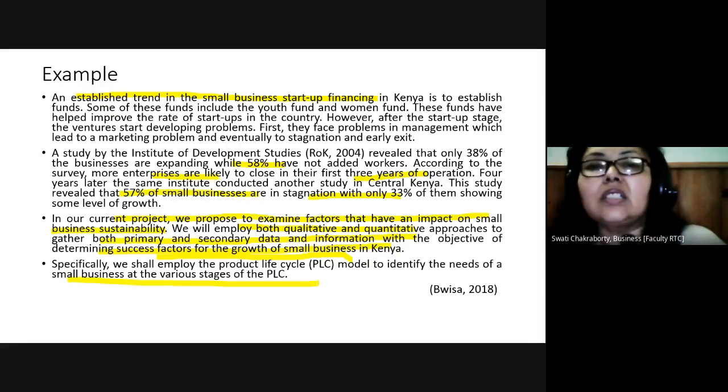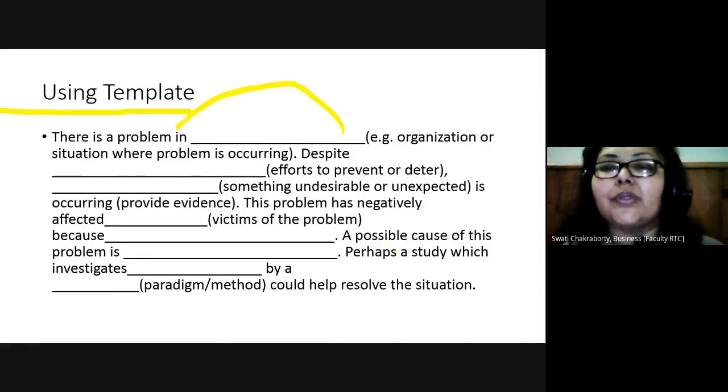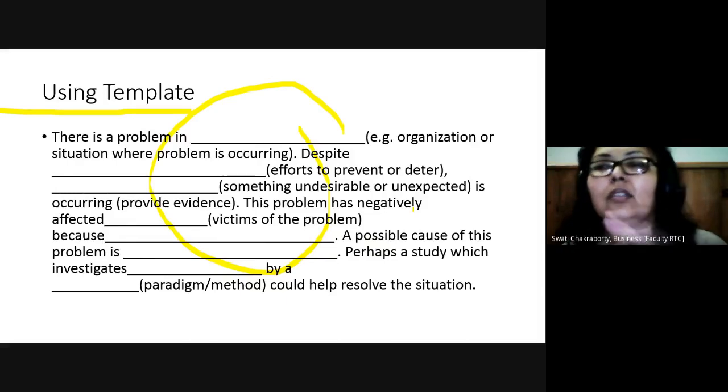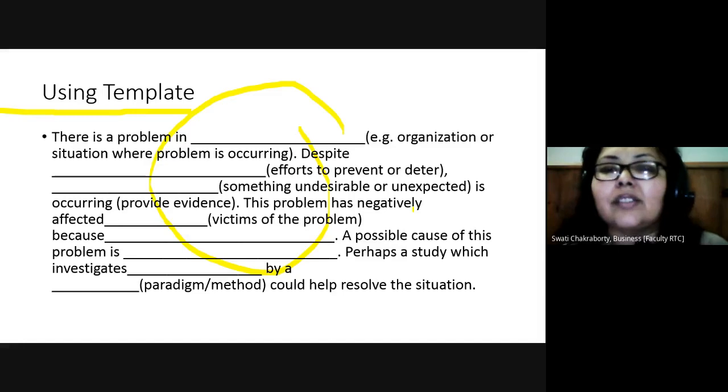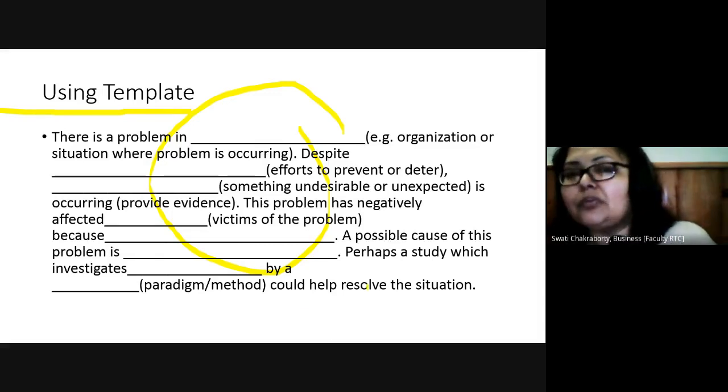Okay. The second method is using the template, and this is how it goes. There is a problem in the organization: despite efforts to prevent or deter it, something undesirable or unexpected is happening. So provide the evidence. This problem has negatively affected, and here you state the victims. Because of the reason, or possible cause of this problem, you have to state, perhaps a study which investigates it, and by what method could solve this problem.